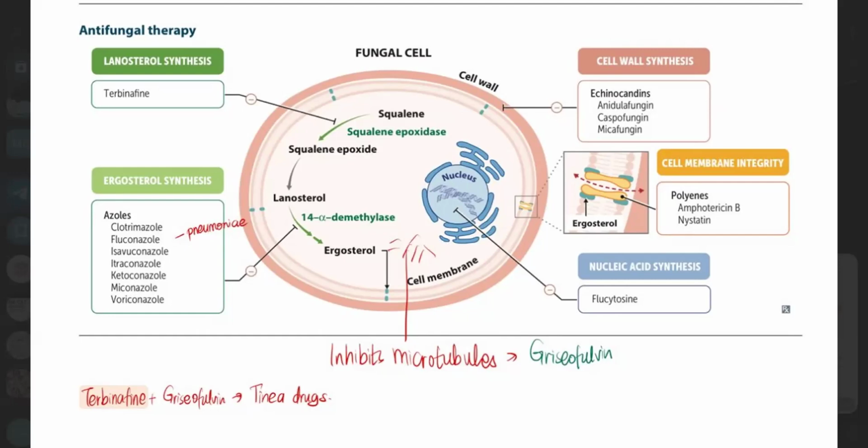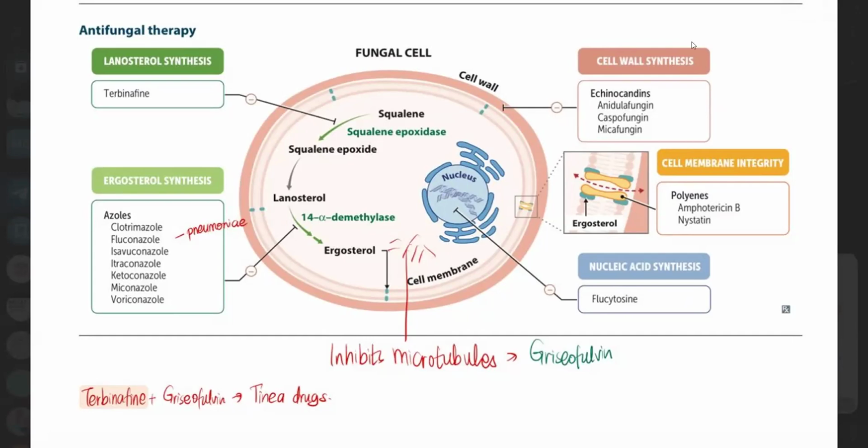They won't get into detail where they ask you the specifics. For flucytosine, they won't ask what is happening here. But basically, if you know it's a nucleic acid synthesis inhibitor, interfering with RNA and DNA synthesis of the fungi, okay? That's all you have to know.